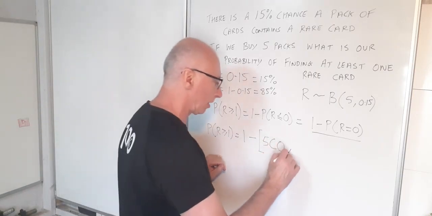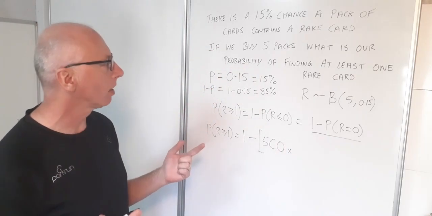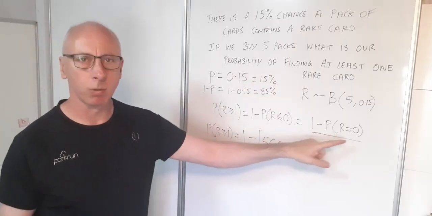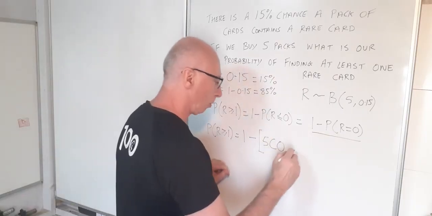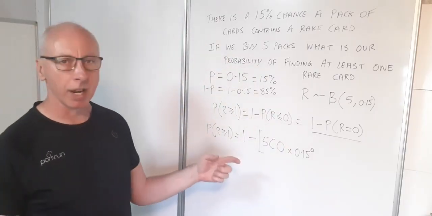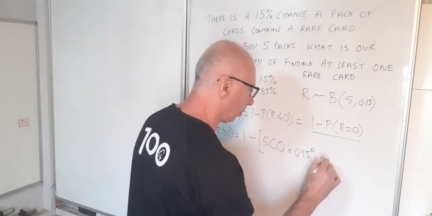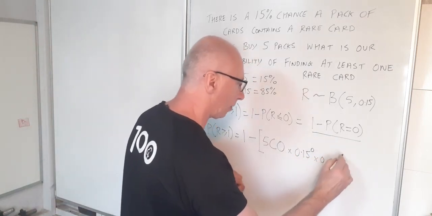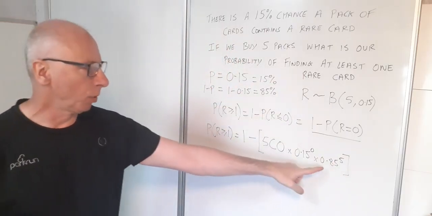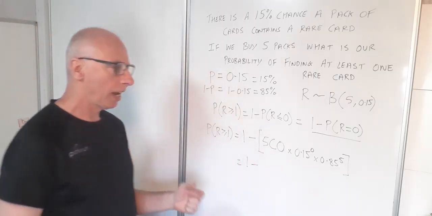And then we multiply that by the probability of the number of cards that are rare cards that we find. Well, at least one rare card, it's 1 minus the probability R equals 0, then we have our probability, which is 0.15 to the power of 0. And we multiply that by the probability that it's not a rare card 5 times. So that would be times 0.85 to the power of 5. So that's our probability there.